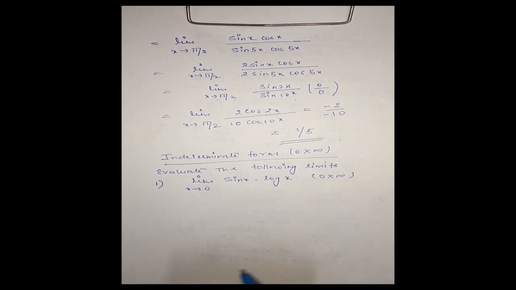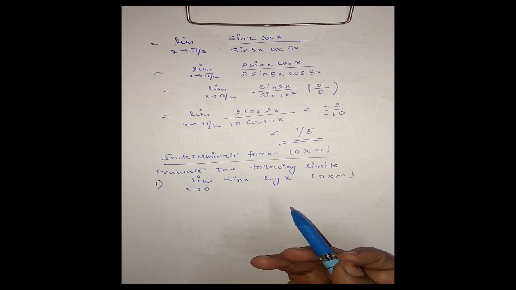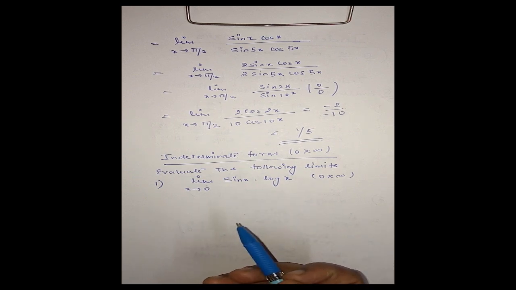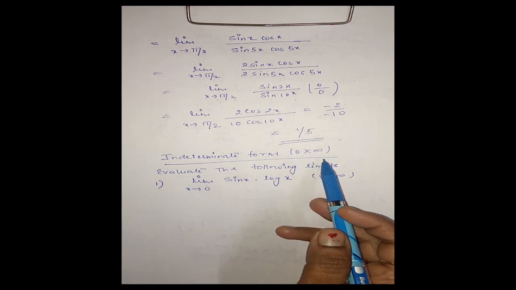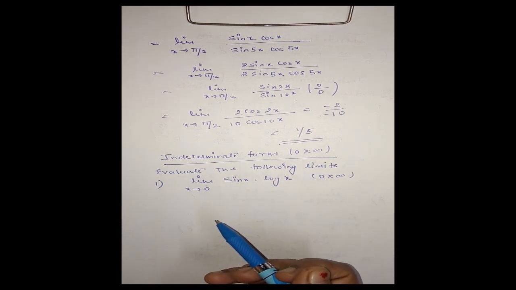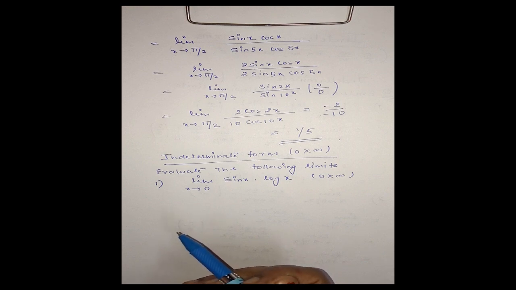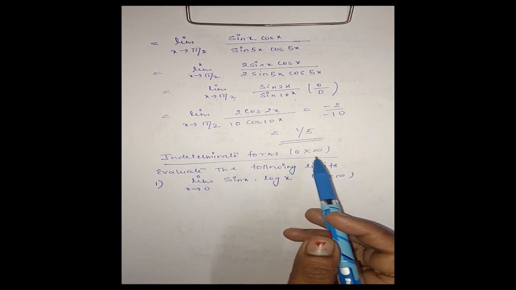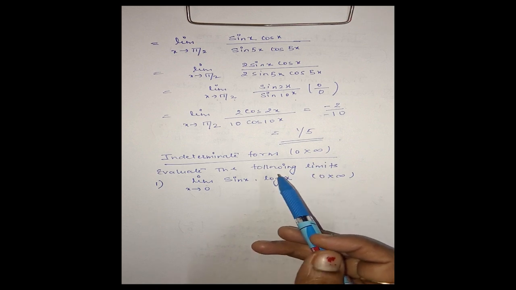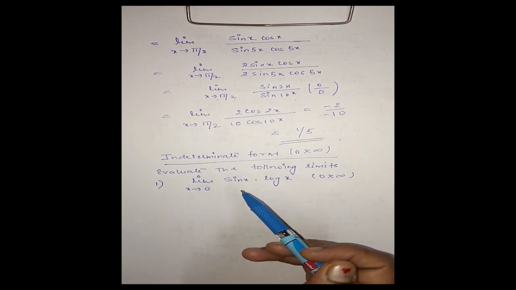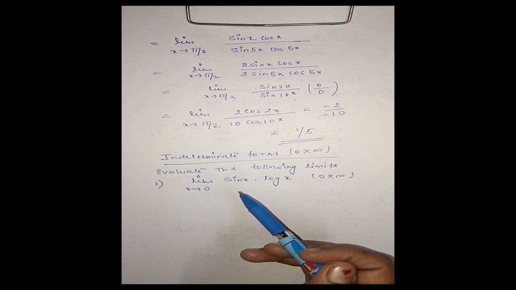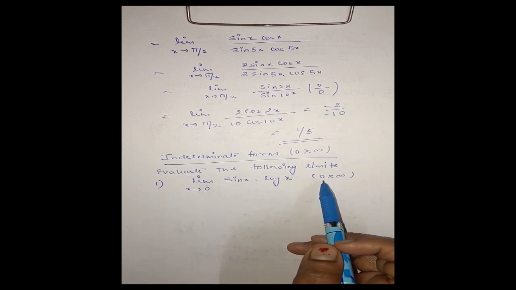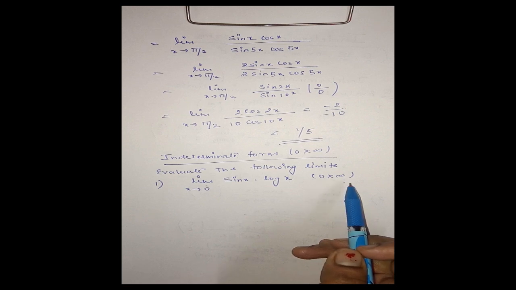Okay, now we know 0 by 0 and infinity by infinity are fundamental forms, and all other forms are indeterminate. In order to solve all other forms other than 0 by 0 and infinity by infinity, we first convert these forms to any of the form of 0 by 0 or infinity by infinity. Then we will solve by using L'Hopital rule. Okay, now this is the form of 0 cross infinity, indeterminate form 0 cross infinity.